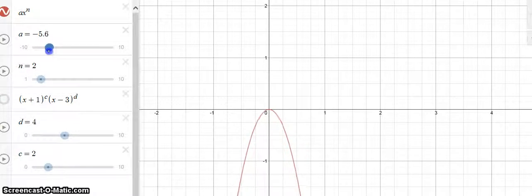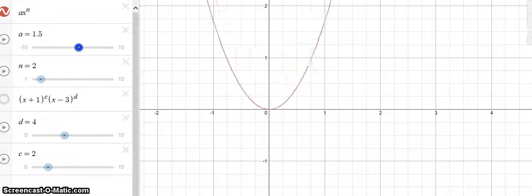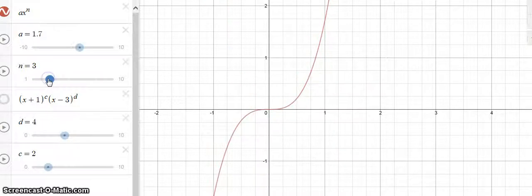Hopefully you know from our last chapter that if our a is negative, it's going to reflect the parabola over the x-axis. If it's positive, it'll go back up and look more like our parent function. And that's when n equals 2. Now let's compare this to n equals 3.